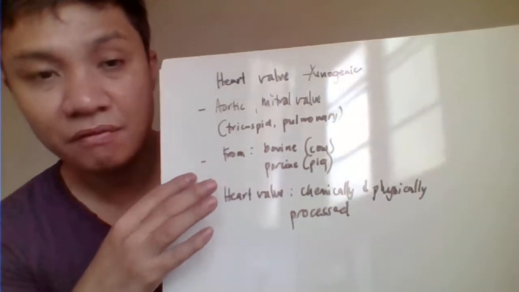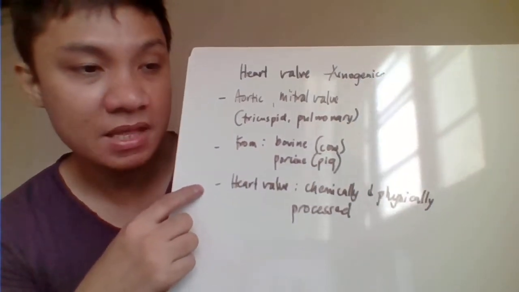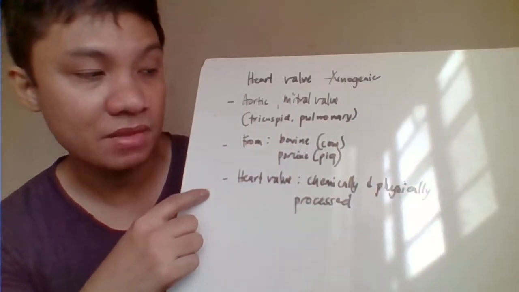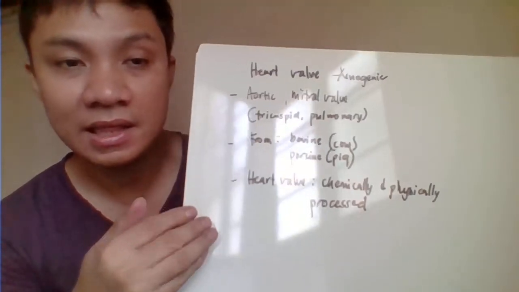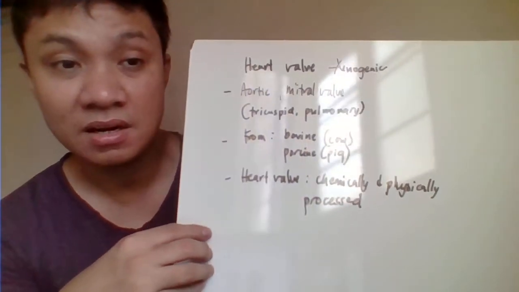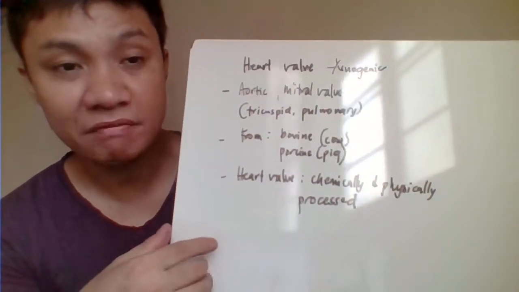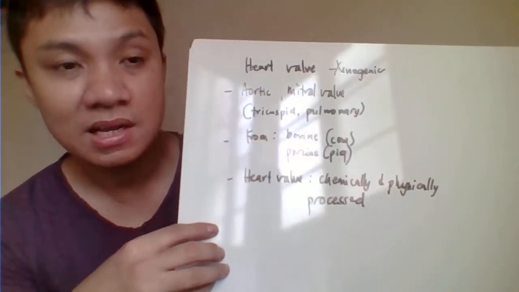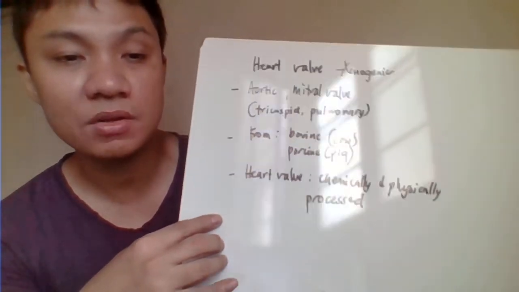The source of the heart valve could be the pig, that's porcine, or it could also be bovine, from the cow. Before it's transplanted, the heart valve should undergo processing. It should be physically and chemically processed in order to render it less immunogenic.